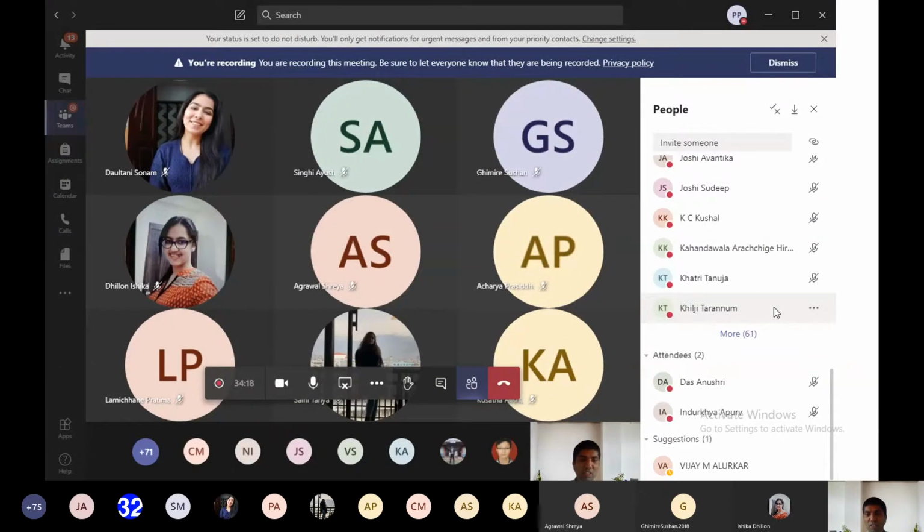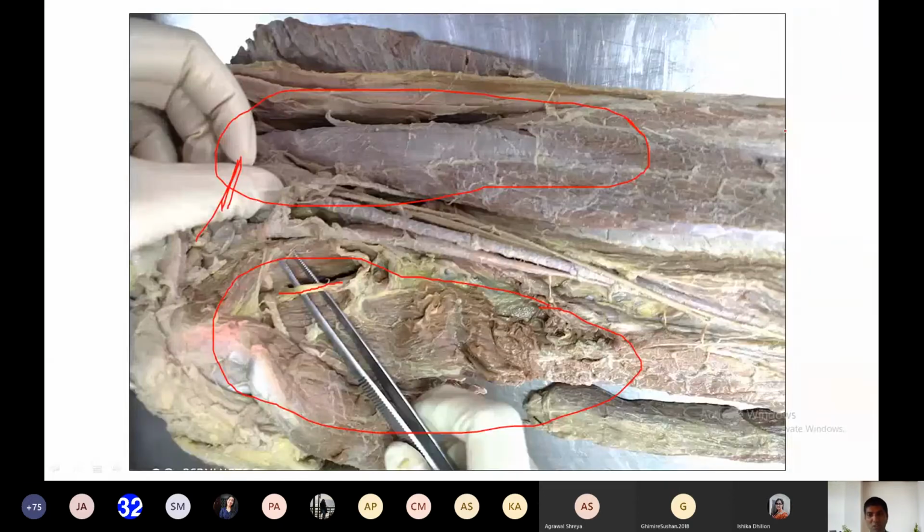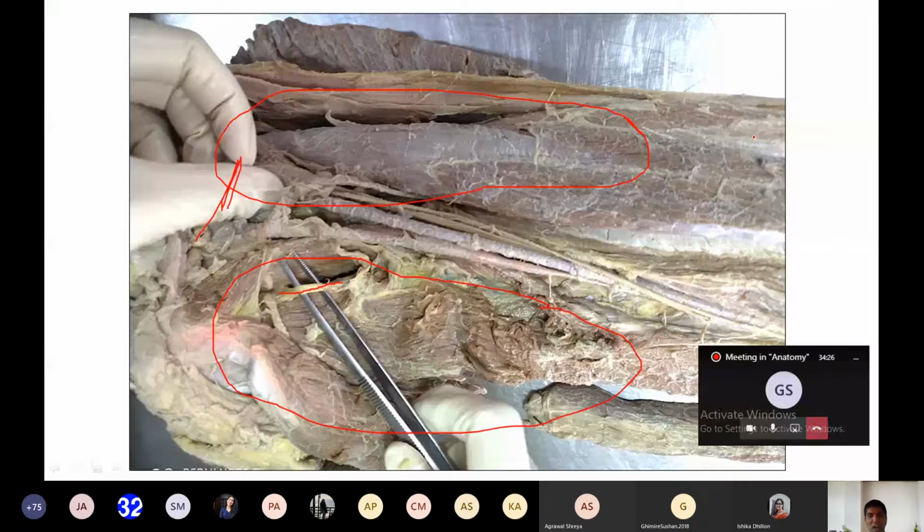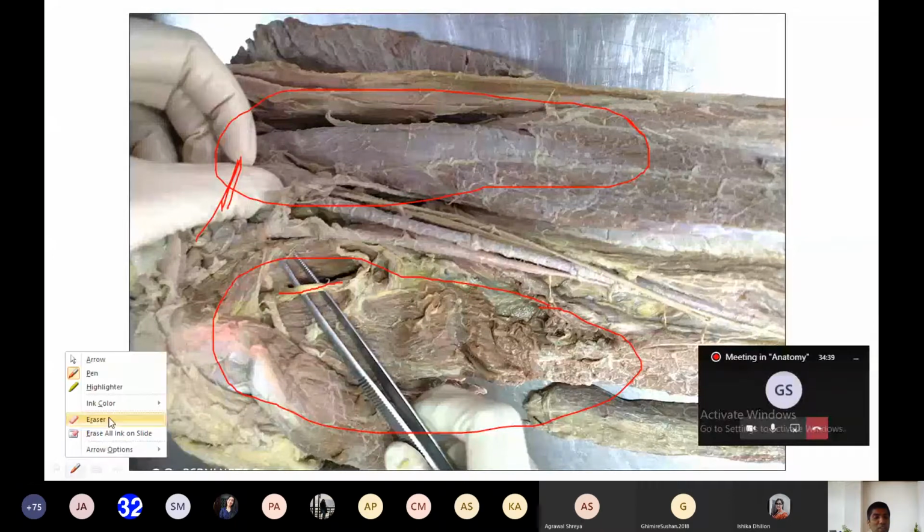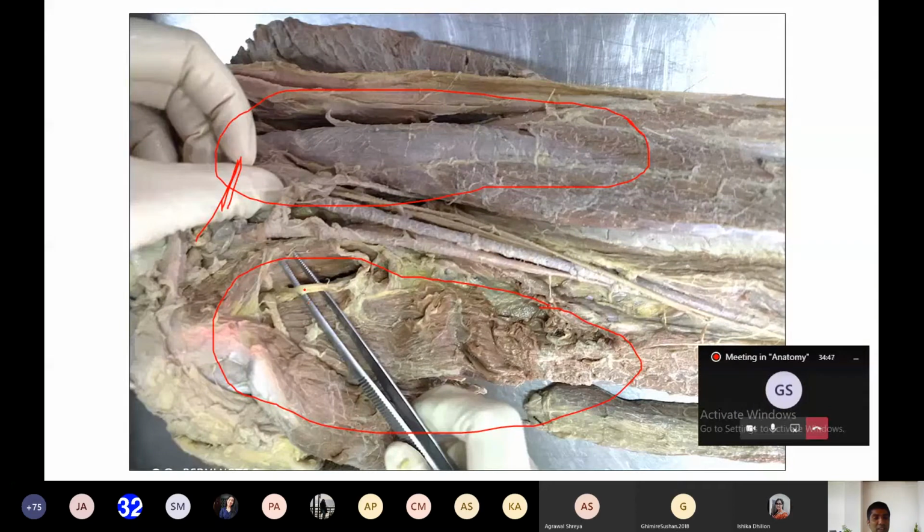Taranum, are you there? Yes, sir. If I pronounced your name wrongly, I'm sorry for this. Here you have to identify this structure. What is this one? The white structure. Just a minute. I'll erase it and then put an arrow properly, similar to the examination. See this arrow, what is this one? Can you identify?